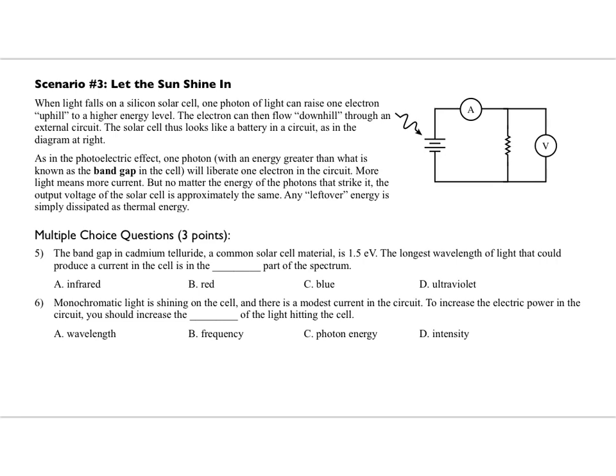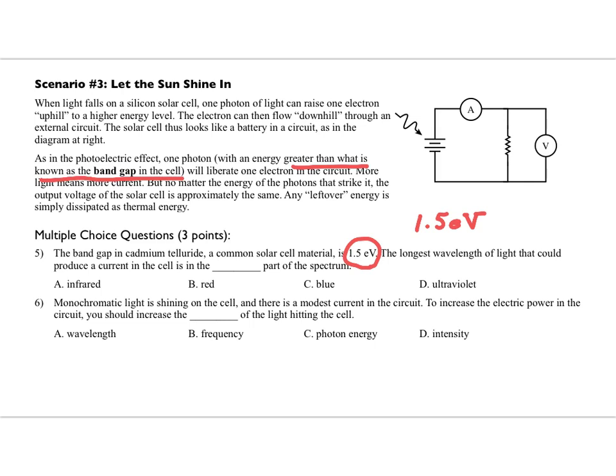Now, let's take a look at how you'll solve these problems. I'm not going to solve them. I'll just think about how you would solve it. So the band gap is 1.5 electron volts, and the photon energy has to be greater than the band gap. So the smallest possible energy photon that can liberate an electron is 1.5 electron volts.